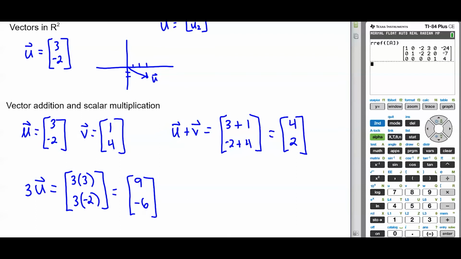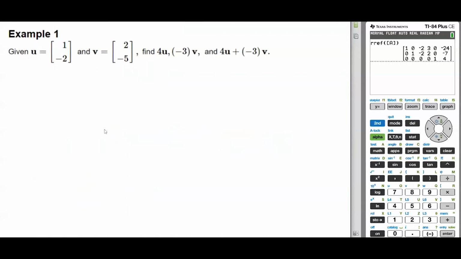Okay. So in this example, we have u and v, and we're asked to find 4u, -3 times v, and then 4u plus -3 times v. So let's do 4u first. 4u is 4 times (1, -2). So we're just going to multiply that 4 times every component. So we get (4, -8).